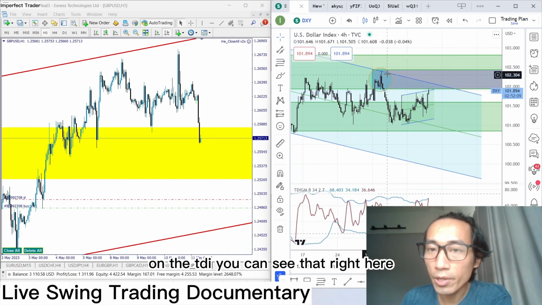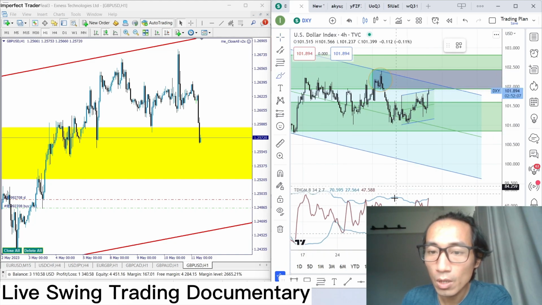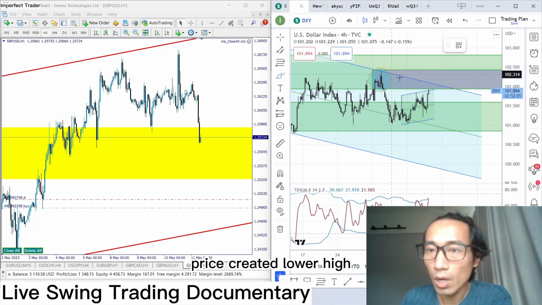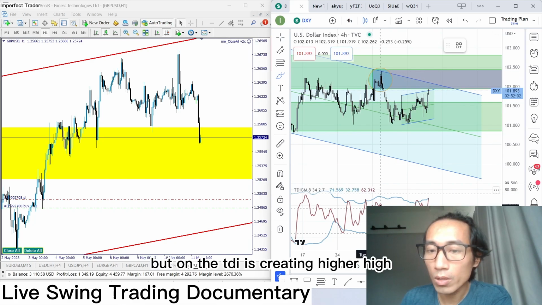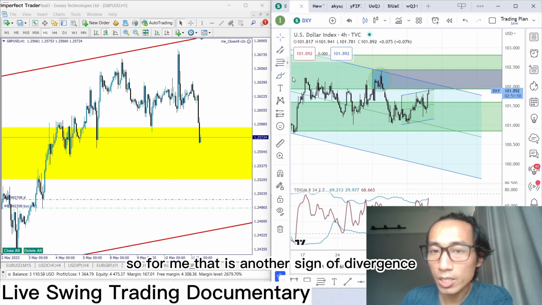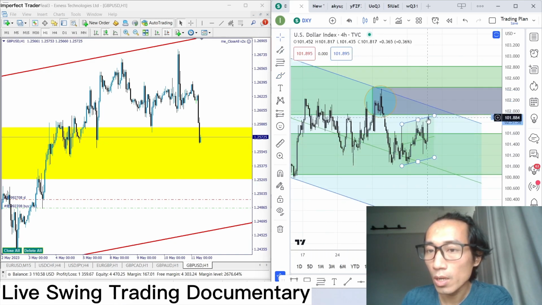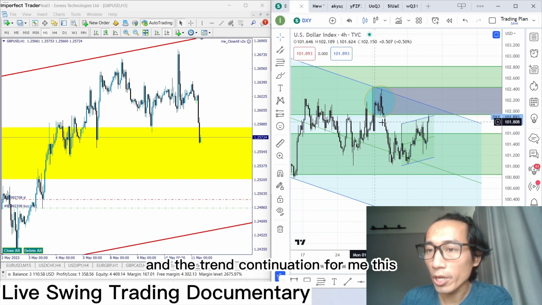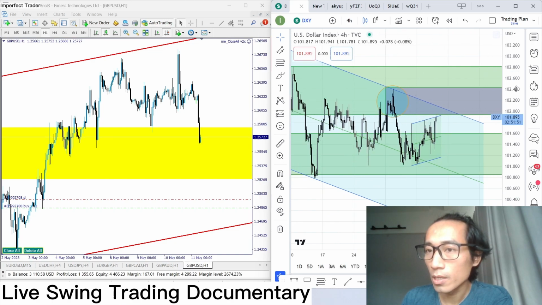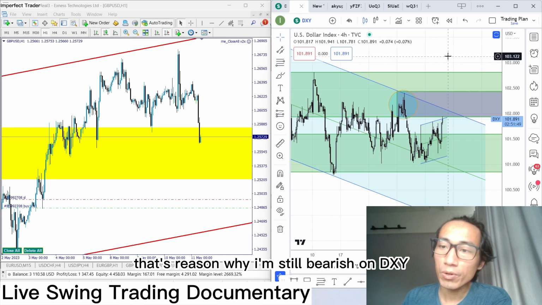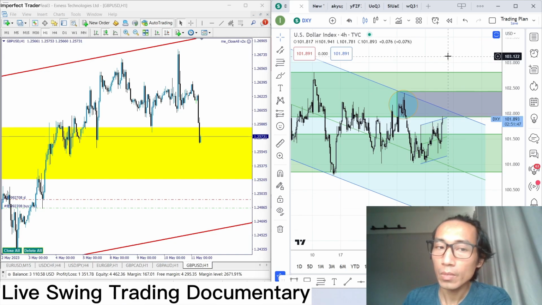On the TDI, you can see that right here, price creates a lower high, but the TDI is creating a higher high. So for me, that is another sign of divergence and the trend continuation. That's the reason why I'm still bearish on the XY.